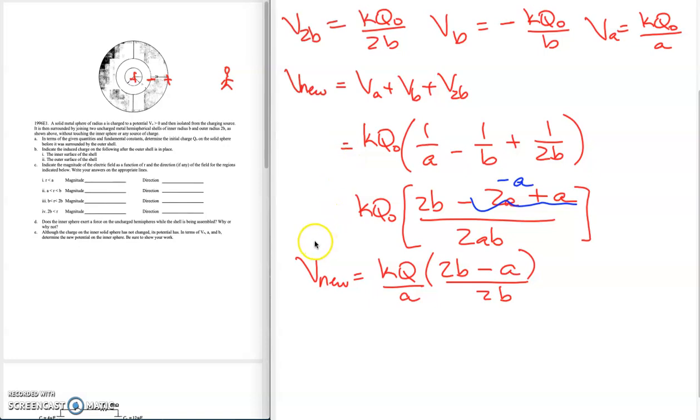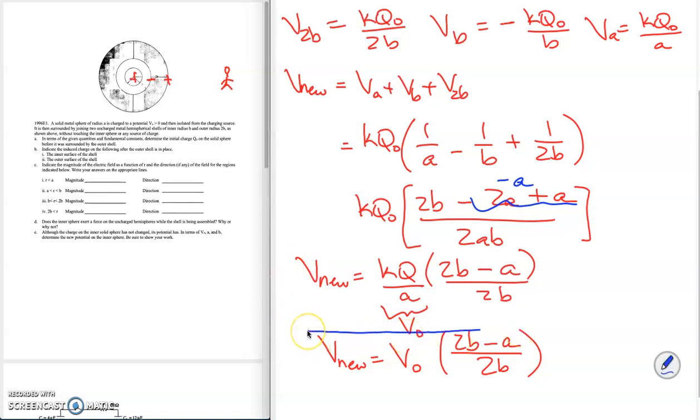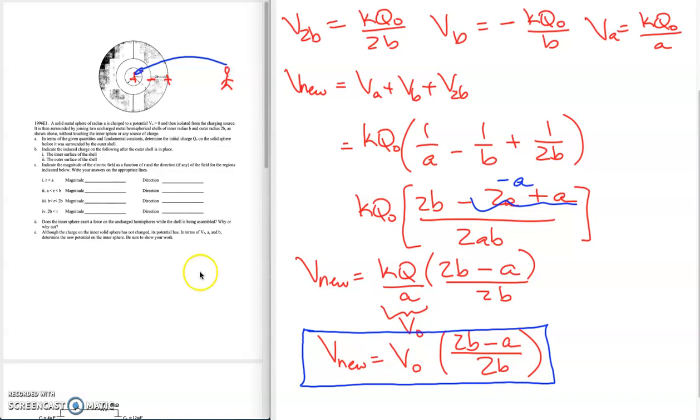And if you remember, unfortunately, I erased it. K Q over A, that was V naught. So V new is going to be V naught times the fact that now we have a shell of thickness 2B wrapped around it. And that makes our new voltage, again, if you're going to walk from outside very far away to then go stand on the surface of that sphere.